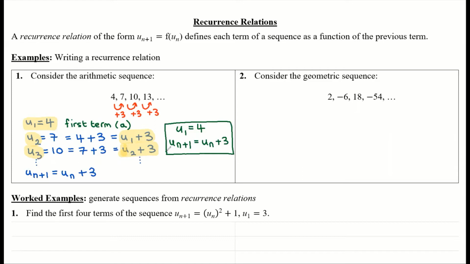And now we're going to move over to example 2. What have we got here? Well, we've got a geometric sequence. So maybe just pause the video and see if you can do this yourselves, and then we'll go through it.